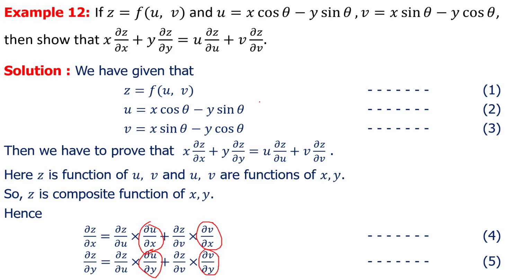With the help of equations 2 and 3, let us calculate these four derivatives, and after getting them, we substitute all these values in equations 4 and 5. Then we multiply by x and y on both sides and add them, and then definitely we get our answer.